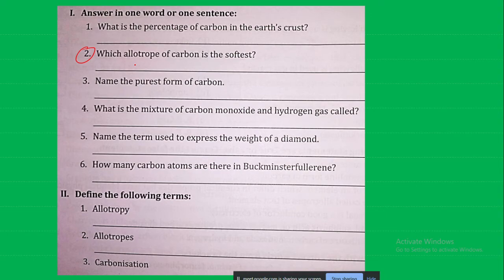Name two crystalline and amorphous allotropes of carbon. What is meant by the term fullerenes? How are carbon atoms linked to one another in a crystal of graphite? Maybe that is a structure you can draw. How is graphite different in structure from diamond? That is given in your textbook in table form. You can make a comparative table of diamond and graphite.